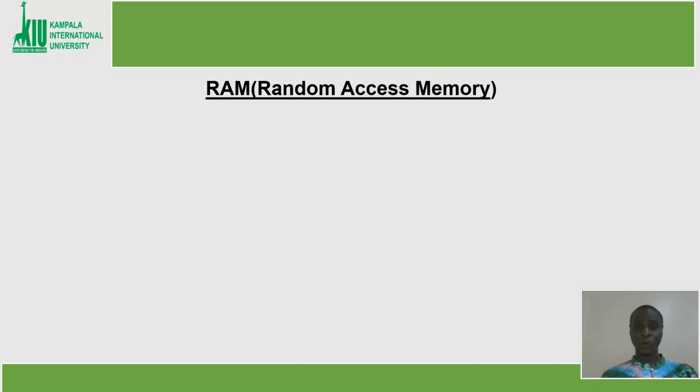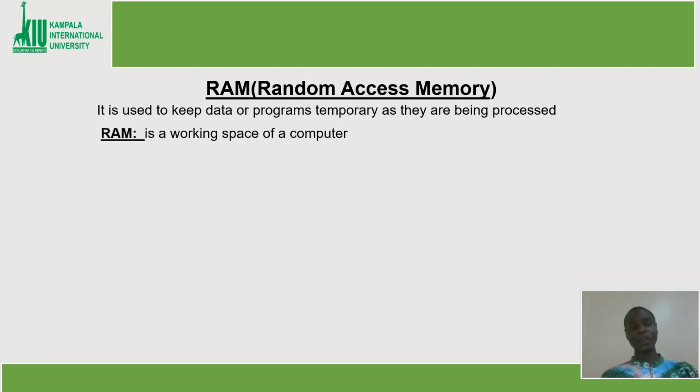Below that, we are going to explain more about RAM. What is RAM? Characteristics of RAM, all of them, we are going to find here below. I am going to commence with the definition of RAM. It is used to keep data or programs temporarily as they are being processed in the computer. So, RAM is a working space of the computer. Then we have characteristics of RAM.